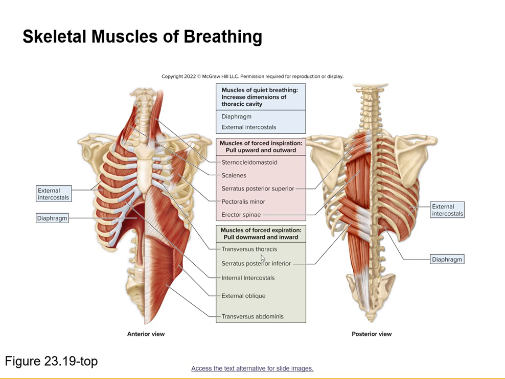And then when we exhale, we're using additional muscles that help to push down on the ribs, push down on the abdomen, and help force air out, right? So the big idea here is that we use more muscles when we have forced breathing or labored breathing than when we are engaged in quiet breathing, right?